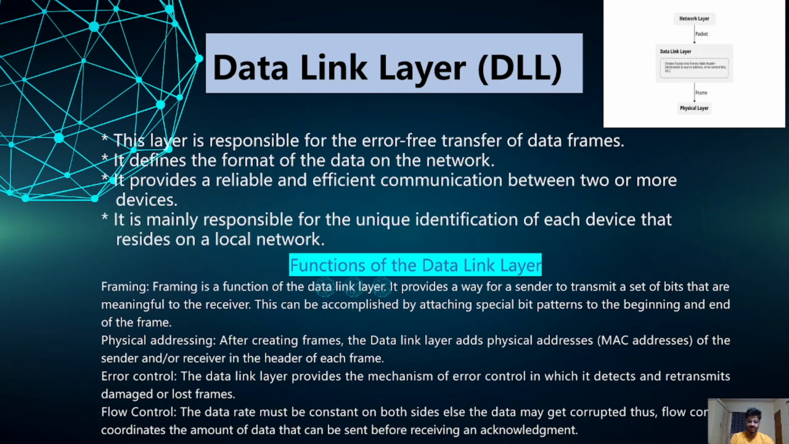It ensures that transmitting stations, such as the server, with higher processing speed do not exceed the receiving station with a lower processing speed. Then there is error control, where the data link layer provides a mechanism of error control in which it detects and retransmits the damaged or lost frames.